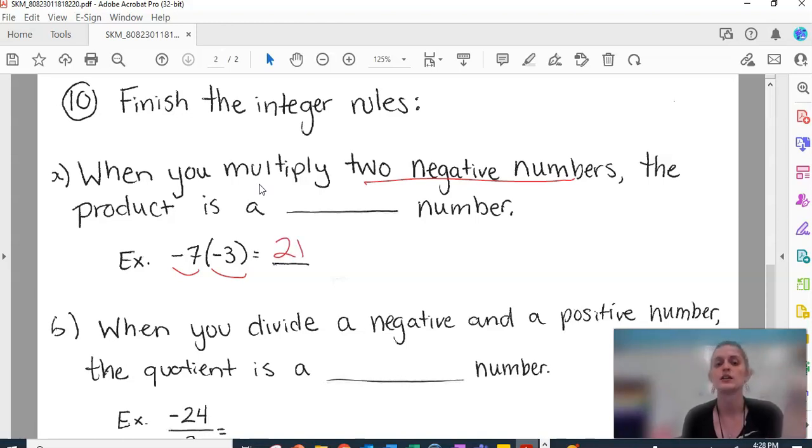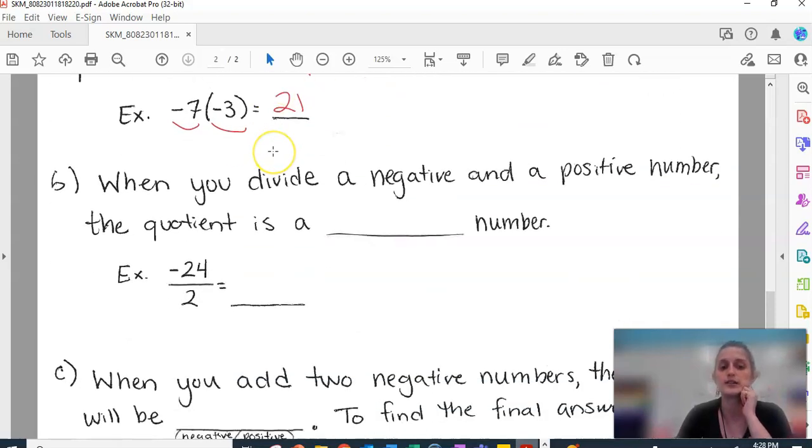It's 21. And then you need to tell me if the answer is going to be positive or negative. 2 negatives get multiplied together, that is a positive number. So you're just filling in the lines with what kind of number that answer will be, and then you're doing an example of each problem. Remember, this says divide, this is division. All right, I hope that prepares you for our quiz tomorrow.